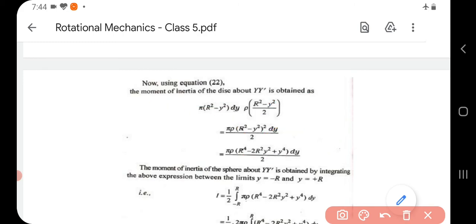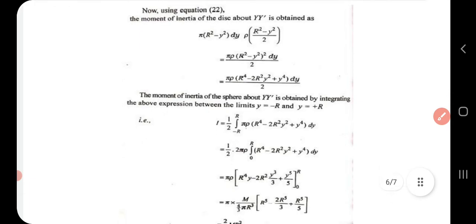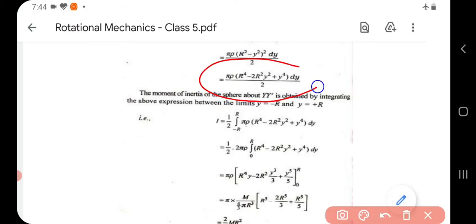So in order to obtain the moment of inertia of the whole body, what you have to do? You have to integrate it, right? This is nothing but the moment of inertia of that single circular disc.